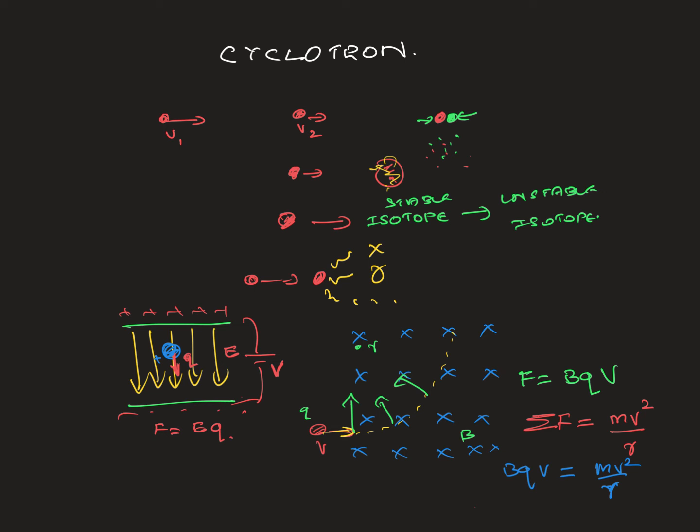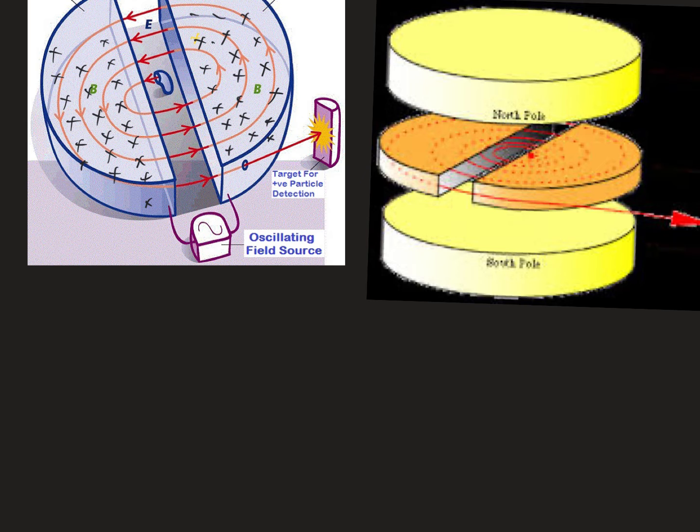So let's look at the cyclotron now. So this is a cyclotron. We have two magnets, North Pole and South Pole, so that means the magnetic field will be going like that. And then we have these hollow shapes. It's a bit like you get a cylinder and cut it in half, but they are hollow inside.